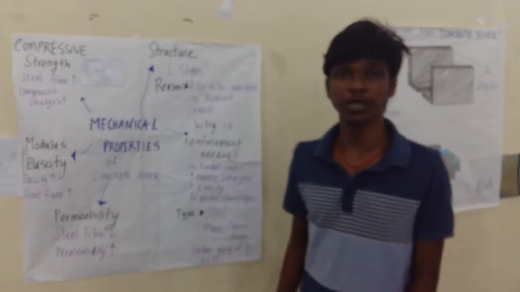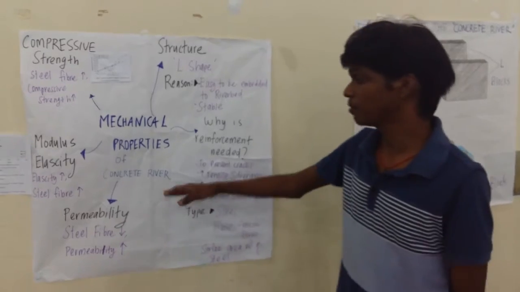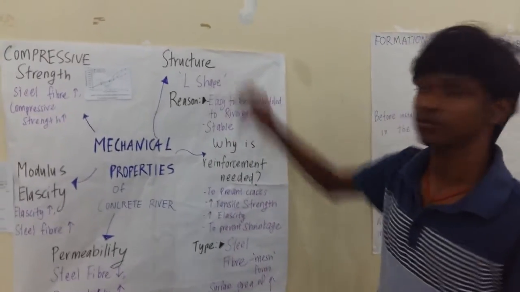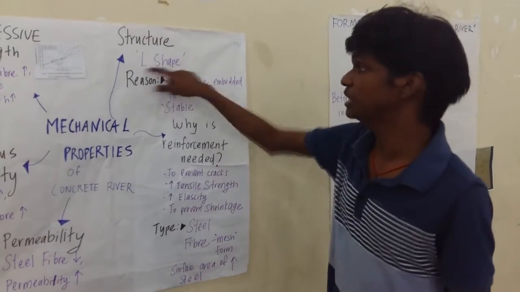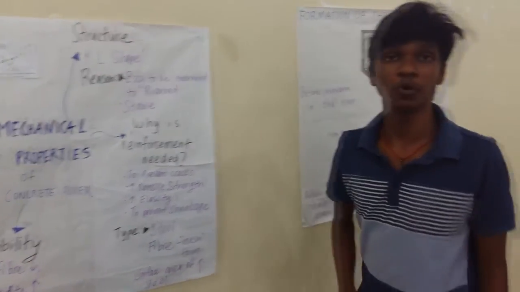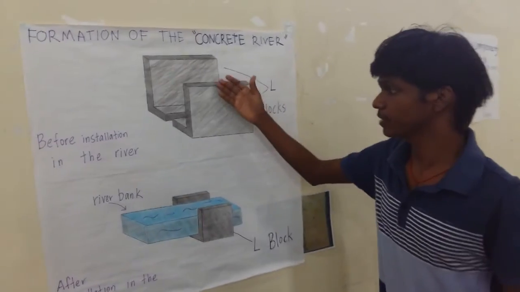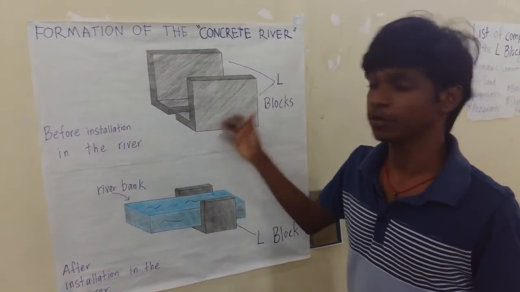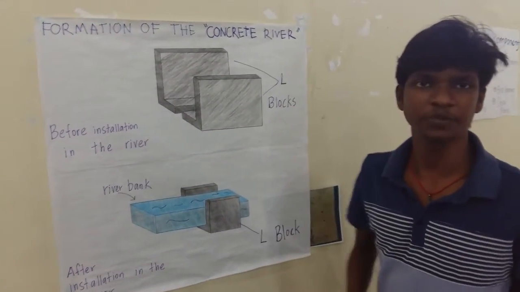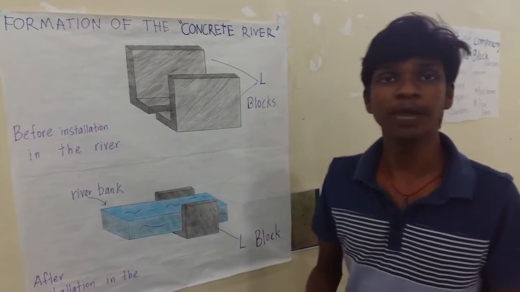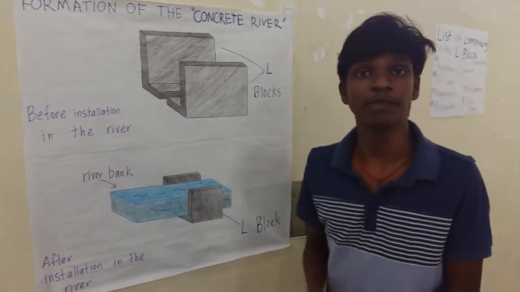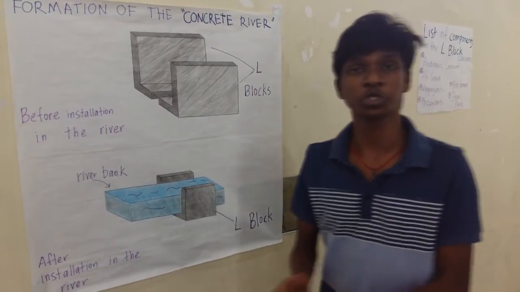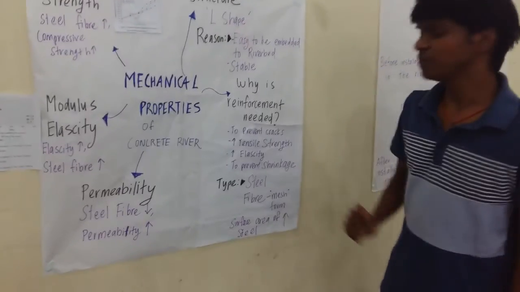Mechanical properties of concrete river. What are the mechanical properties of concrete river? First, structure. The structure of our product, concrete river, is L-shaped. How does the L-shape look like? The L-shape looks like this. Why do we choose the L-shape? The L-shape is easy to embed with the riverbed and it is stable when placed in the river with the position of the river.